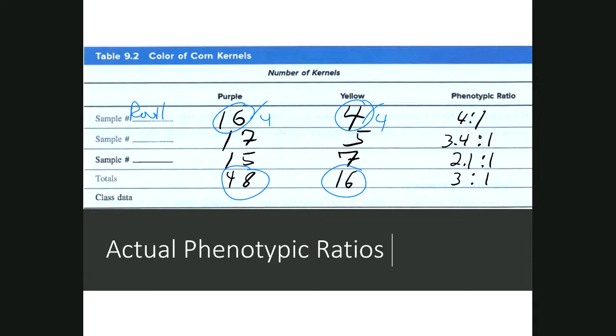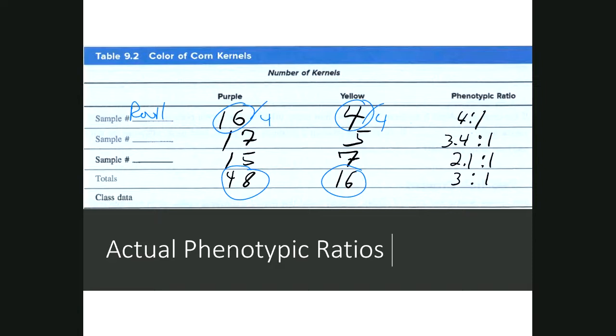All right. And if we were in class, everyone would have a different corn kernel, and we would be able to obtain class data. So we would have all the purple corn kernels that were counted by everyone in class, and all the yellow corn kernels that were counted by everyone in class. And hopefully, we would also get a 3-to-1 ratio. But it doesn't always work out that way.